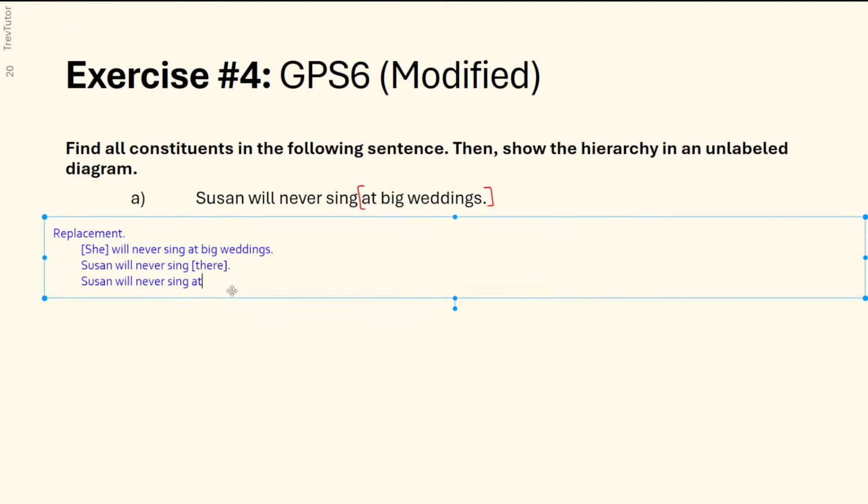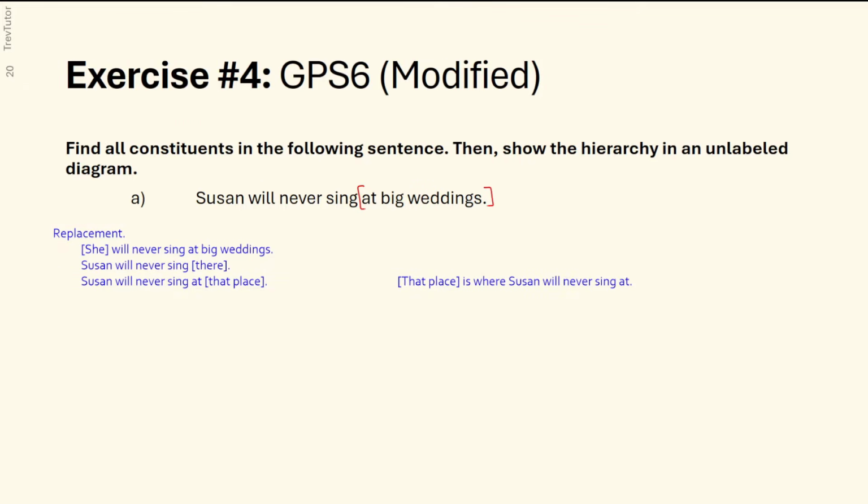Susan will never sing at that. That's kind of weird, but it doesn't sound horrible to me. Susan will never sing at that, or we could even say that place. So that place is a noun phrase. Well, we know it's a noun phrase. That place is where Susan will never sing at. So we could even do that one. That's fine as well. But we can say that this is going to mirror the case of big weddings here. So big weddings is going to be a constituent too.